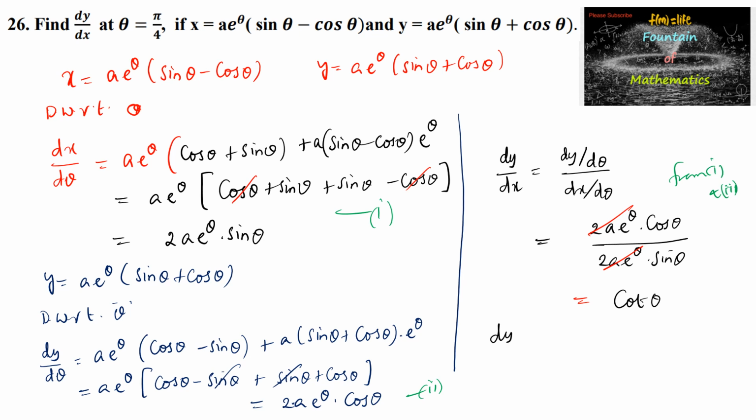And now we need to find dy by dx at theta is equal to pi by 4, which is equal to cot pi by 4, which is 1. So we can go with an answer 1.